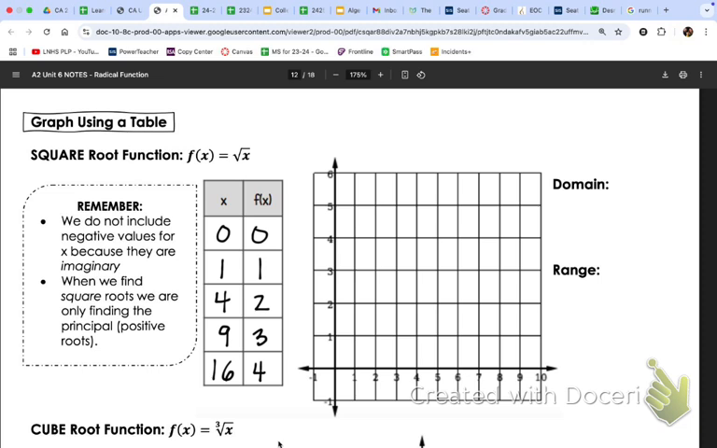You'll also notice that I didn't put negatives here. Desmos will automatically default to negative 2 to 2. We will not, because we know that you can't take square roots of negative numbers. And so we're going to graph what fits.